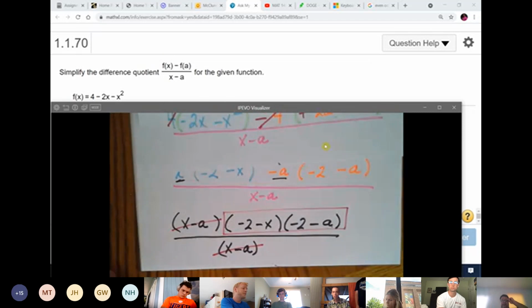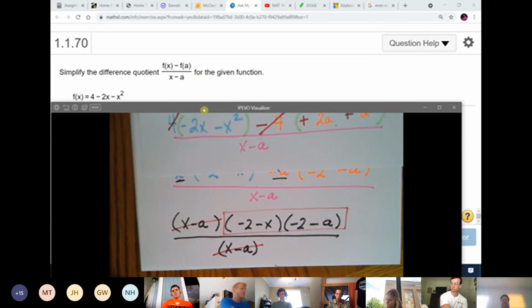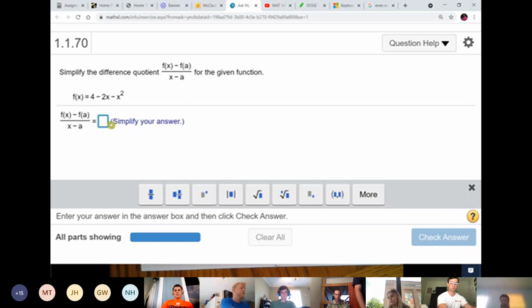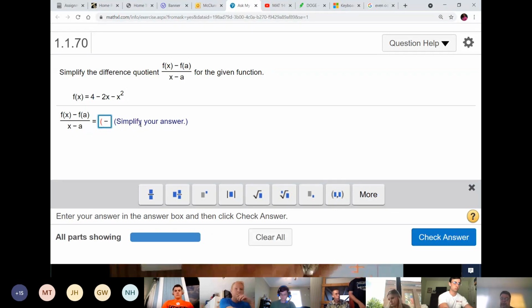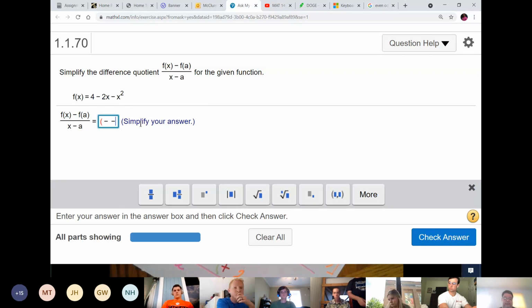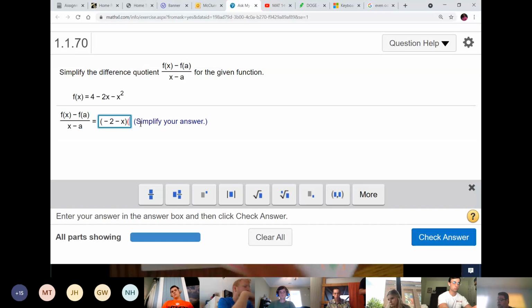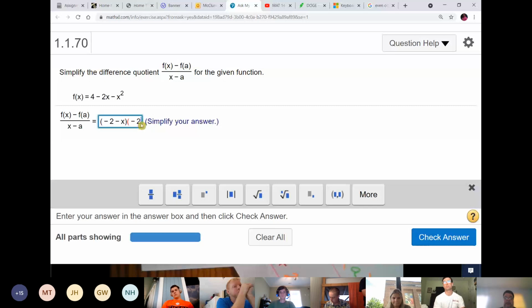Let's see what the answer is. I'm giving everybody a second. Negative 2 minus x, parentheses, negative 2 minus a. Is that what y'all got when y'all did the algebra?